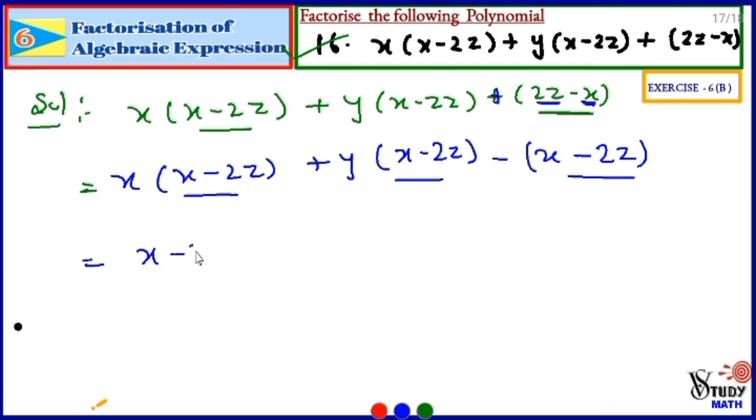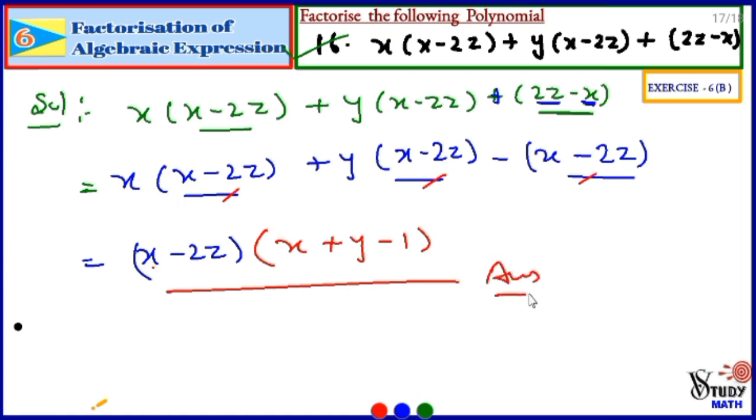So all three terms have x − 2z as common. So x − 2z is common. So what is remaining? This (x − 2z) cuts this one, yes or no, cuts this one and cuts this one, because the power is 1 of this binomial in all three terms. So we have (x − 2z)(1 + y − 1), and this is the final answer of this problem.